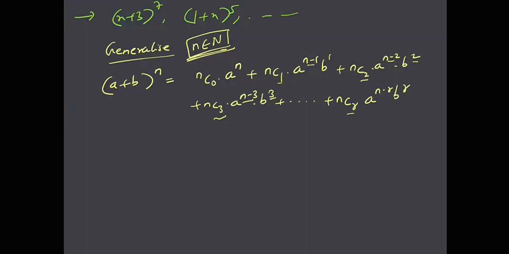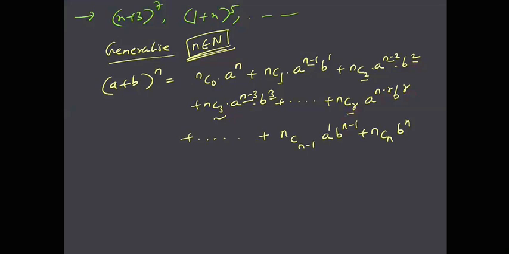So you can observe the pattern. If there is nC1, it is a^(n-1) b^1. If there is nC2, it is a^(n-2) b^2. So if there is nCr, then it will be a^(n-r) b^r, and so on. The second last term will be nC(n-1) a b^(n-1), and the last term will be nCn b^n. Okay, so this is the general expansion for (a+b)^n.